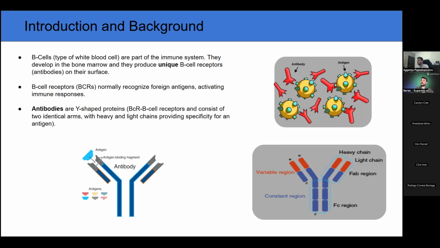In the bottom right image, we can see the main regions of an antibody. We have the constant region, which we do not care so much about regarding our computational methods because it doesn't change much. We're most concerned about the Fab domain and the variable region. The variable region is the most important part because this is the part that changes when the antibody tries to interact with the antigen.